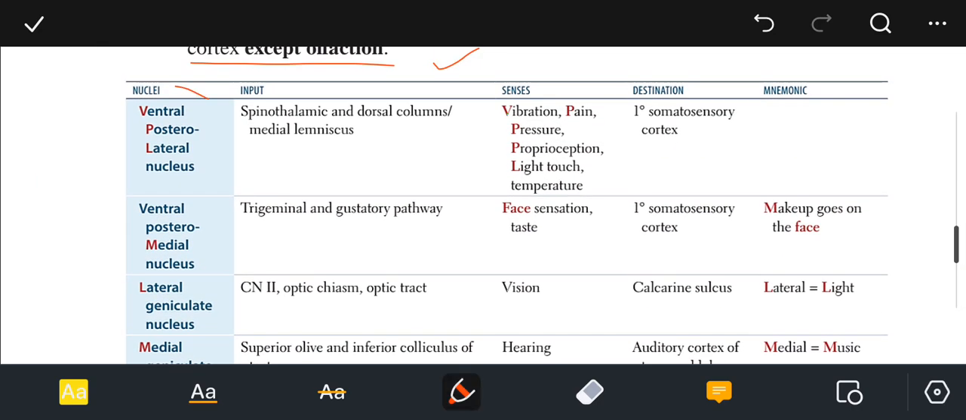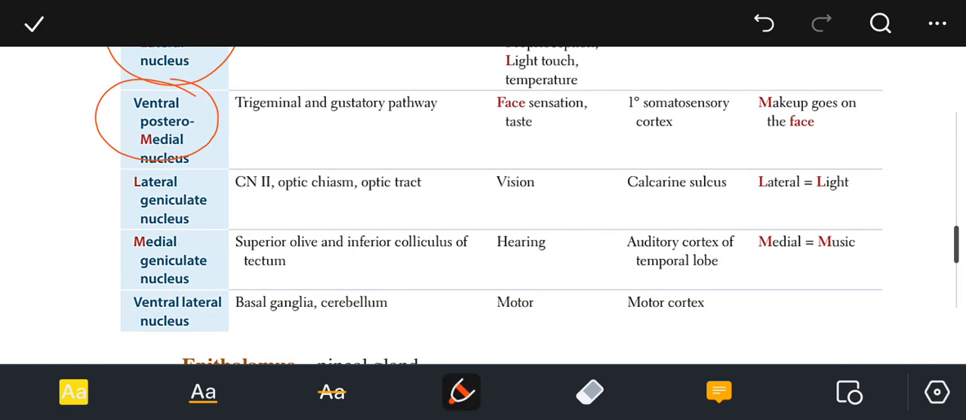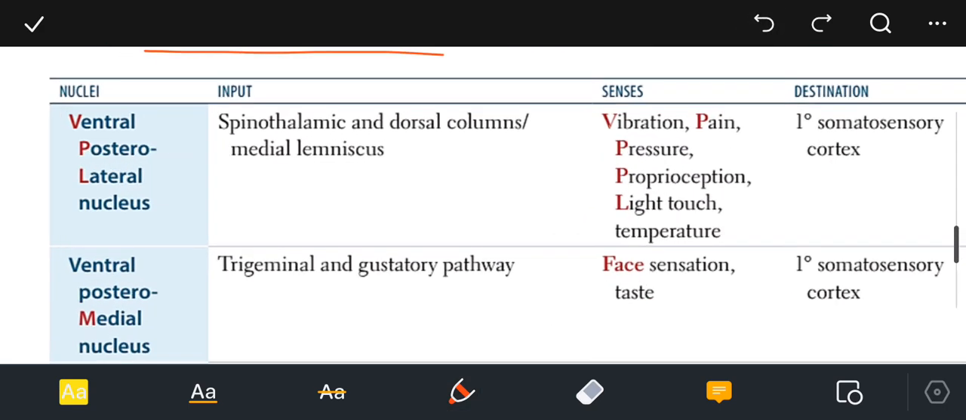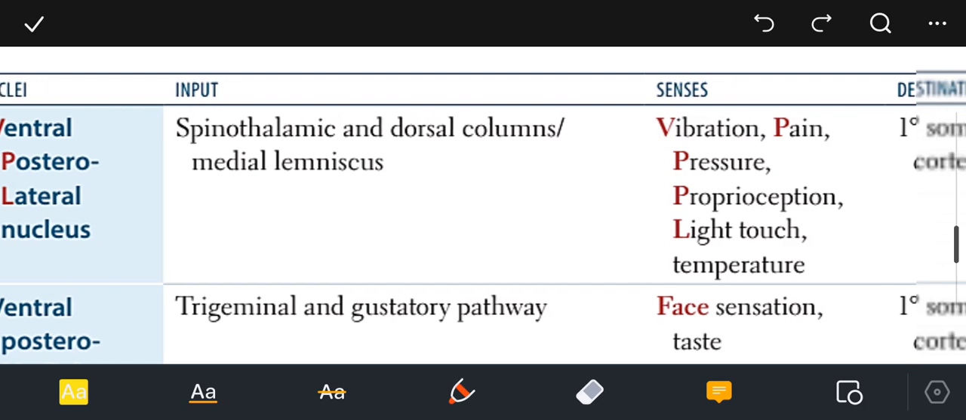Now these are the different types of nuclei present in the thalamus. First is the ventro-posterior-lateral nucleus, then the ventro-posterior-medial nucleus. Then we have the lateral geniculate nucleus, the medial geniculate nucleus, and the ventral lateral nucleus. These are the important nuclei of the thalamus. Now let's talk about them one by one. Firstly, the ventral posterior lateral nucleus.